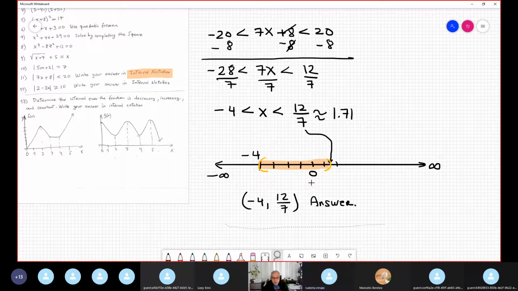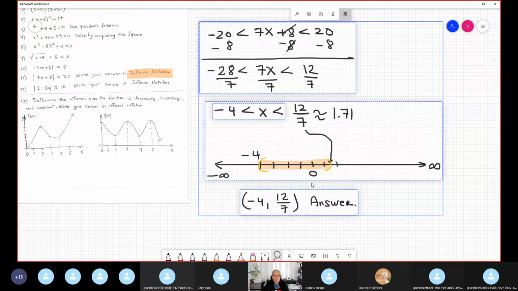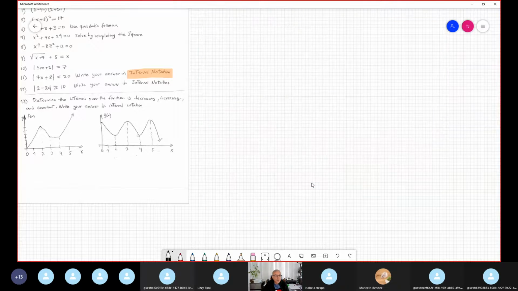Let's do one example, number 12, which is two pieces because it's greater than. Okay. So we have absolute value, number 12: the absolute value of 2 minus 3x greater than or equal to 10. Okay. So immediately the rule says two pieces. Now how do you set out the two pieces?